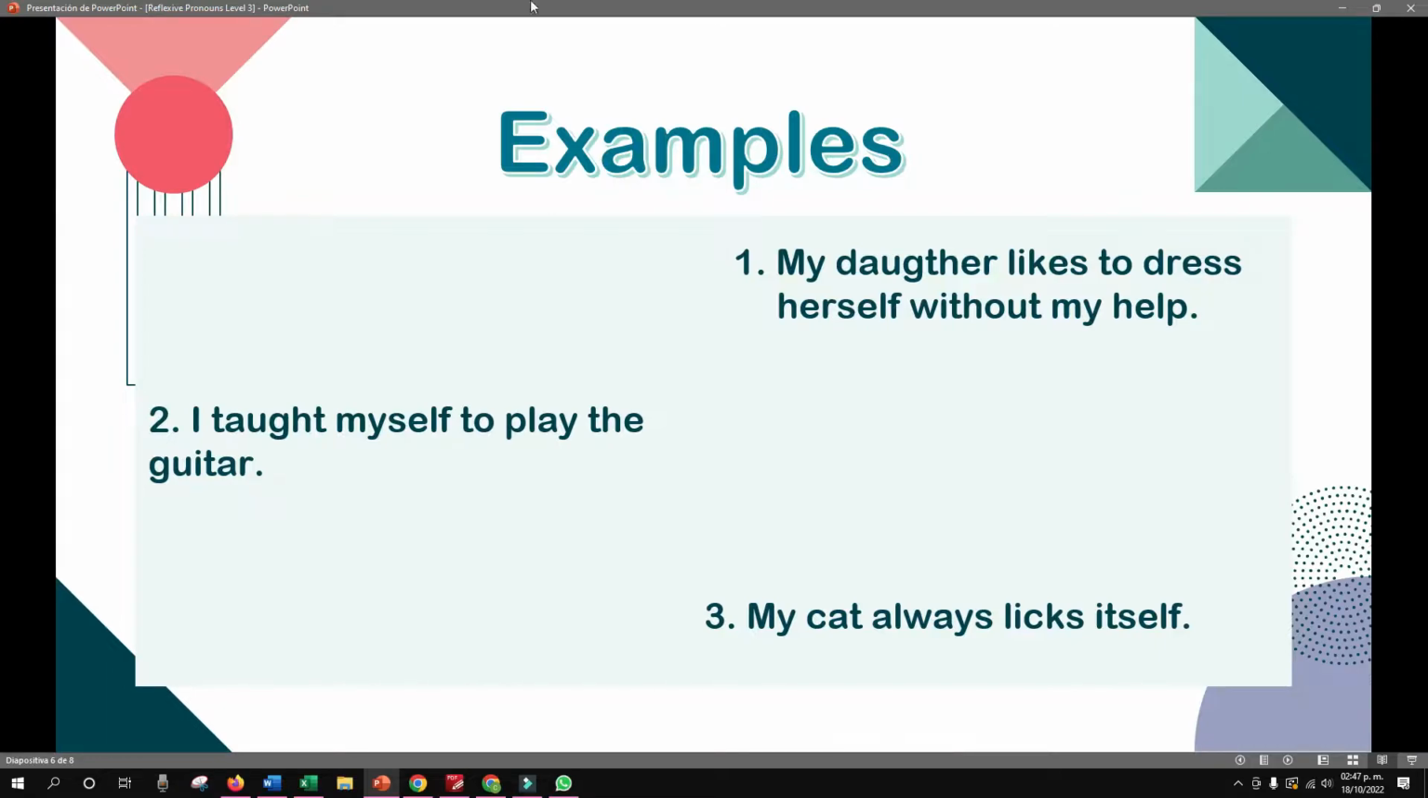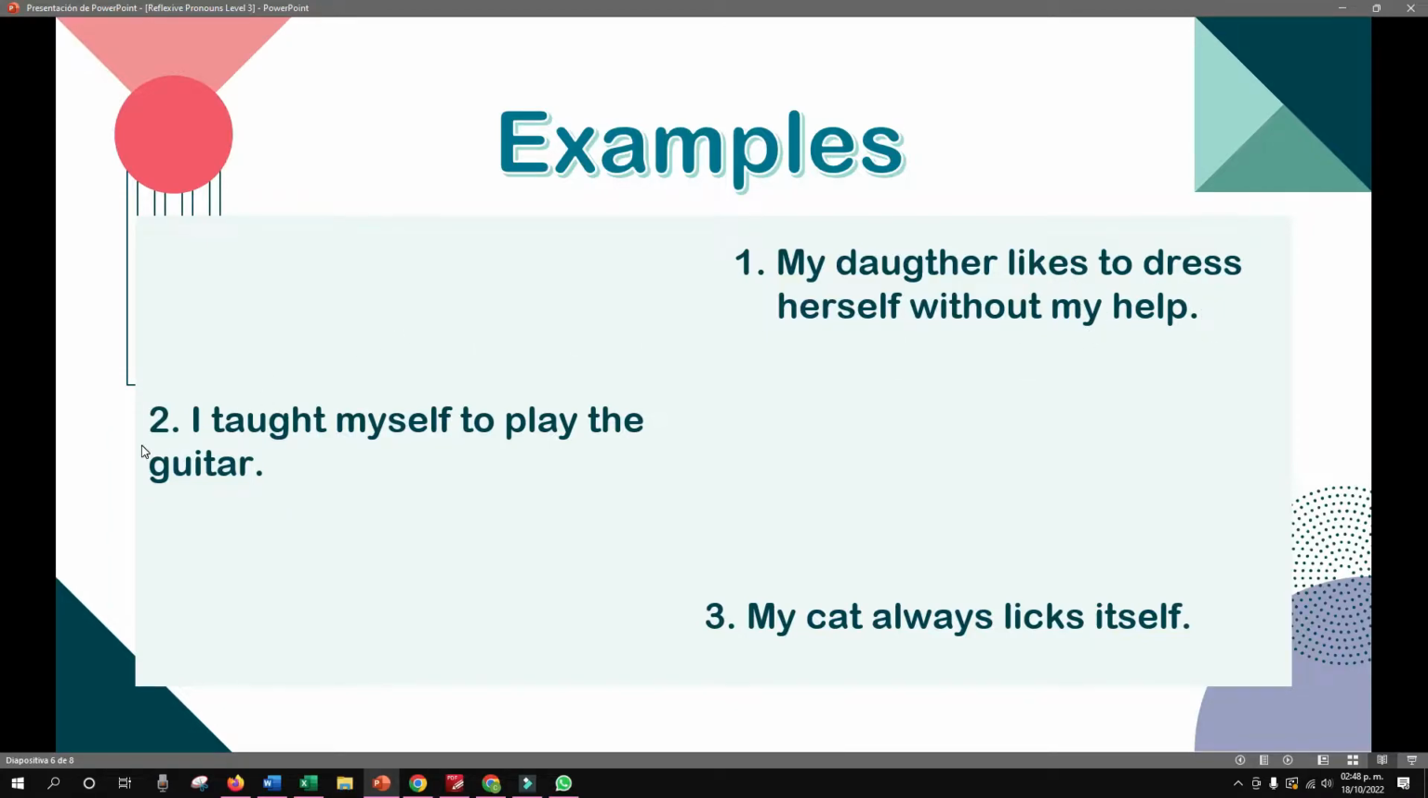So look at this example. My daughter. You can replace this noun using she, right? So she likes to dress what? Herself without my help, right?